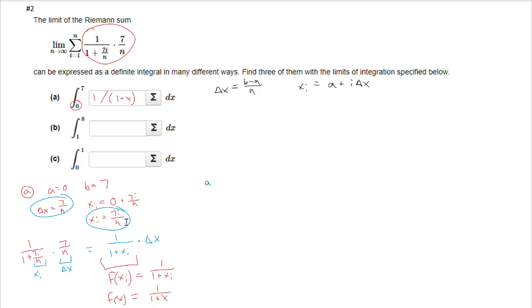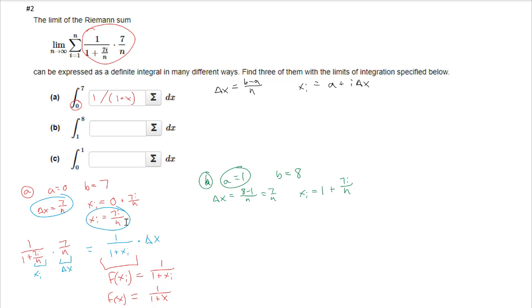Okay, let's do the same thing for part B. For part B, I'm given that a is equal to 1 and b is equal to 8. So my delta x is equal to 8 minus 1 over n, which is 7 over n, the same thing. My x sub i in this case is different: it's 1 plus 7i over n, because we're starting, of course, at a equals 1.